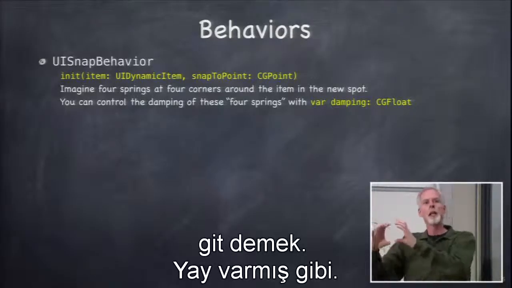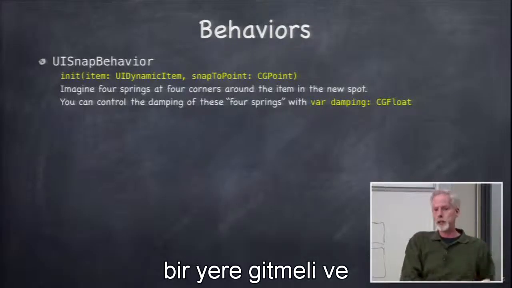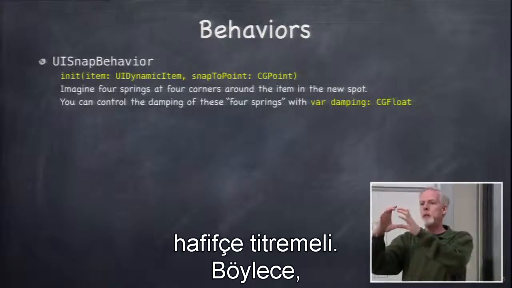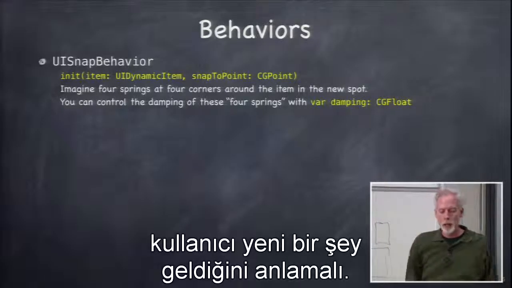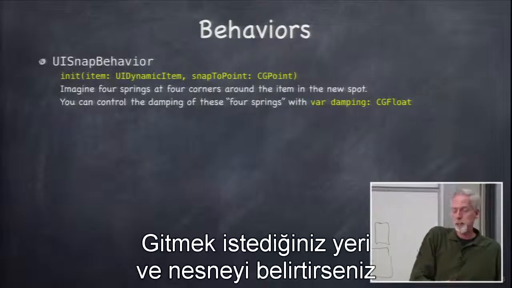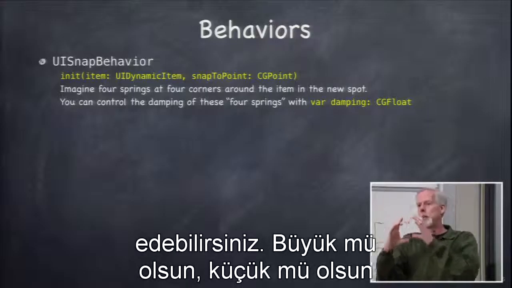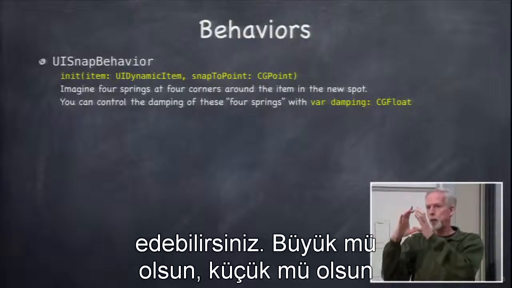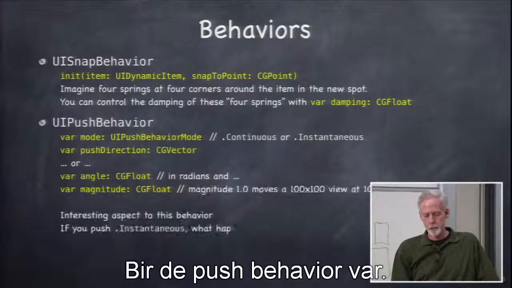Kind of snapping, okay? But snapping in a way that doesn't disconcert the user, where things just move. It flies across the screen and then wiggles a little bit to let the user know, oh, there's a thing that just got positioned here. So you just specify the point you want it to snap to and the item you want to snap, and it'll zoom over there. Okay, and you can control how much the spring, you know, is it a big movement or just kind of a small movement? You can control the damping with that property there, damping.